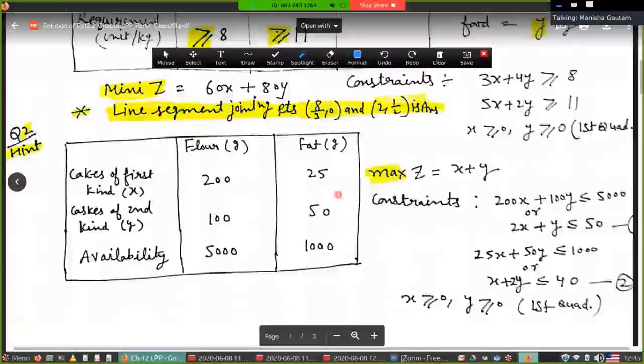The second one is for the fats; 1 kg is given. Convert it into grams, the same units. Conversion should be in the same unit. Okay, 25x plus 50y less than or equal to 1000. Simplify it, you will get x plus 2y less than or equal to 40. Inequalities are here. Now draw the graph, get the corner points and get the solution for the maximum value.